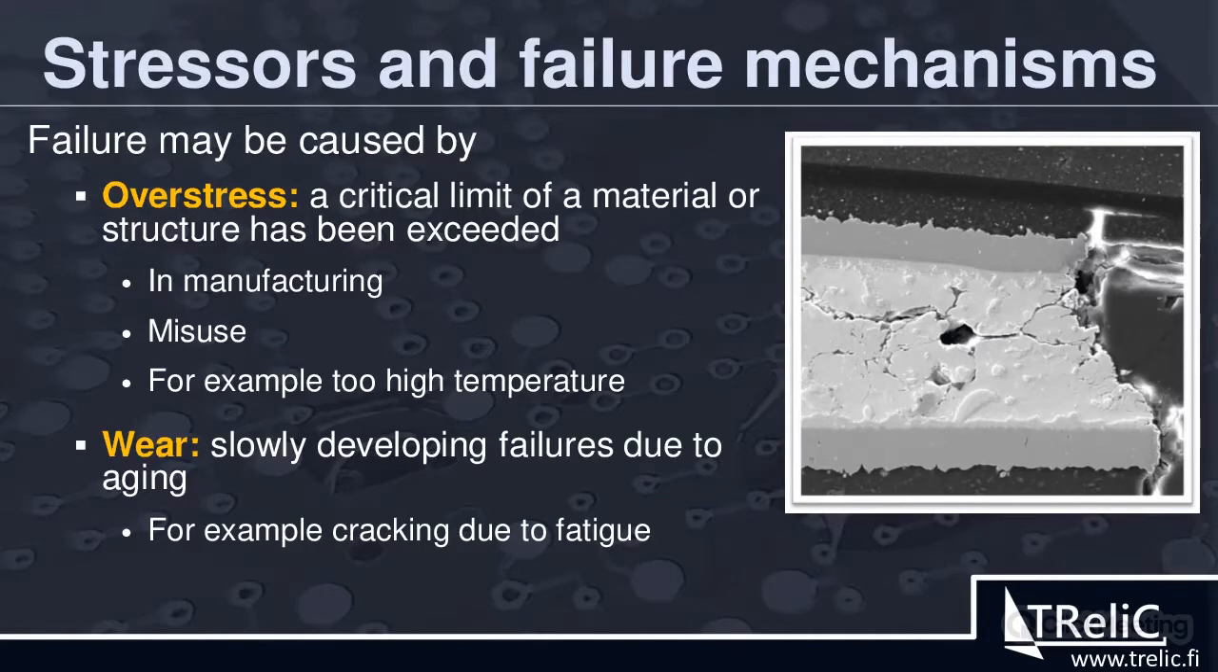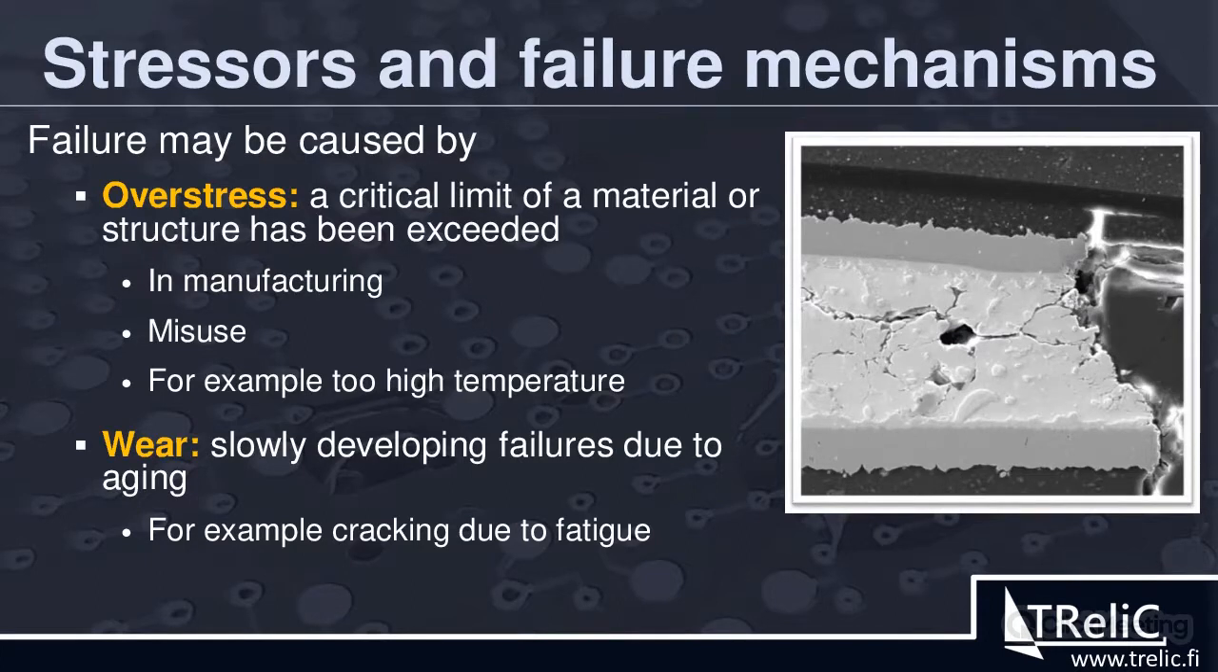So then when we consider the stressors and why failures happen and how they happen, it is important to consider that there are two ways we can have failure. One is by overstress. Basically this means that we exceed a critical limit of something, for example, a material, structure, or component, and this causes sudden failure. For example, if we go to too high a temperature and material partially melts in a product, this causes catastrophic failure and the product fails.